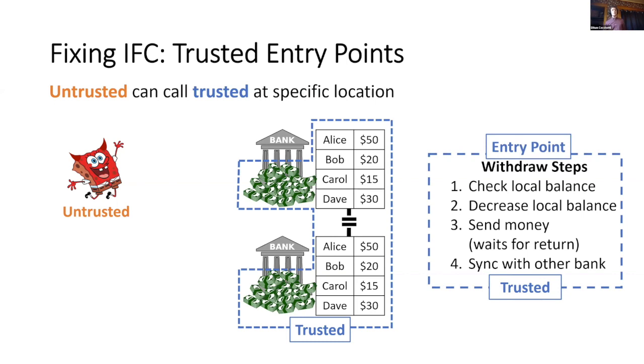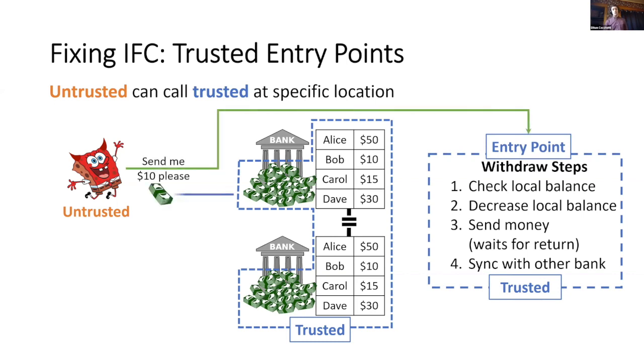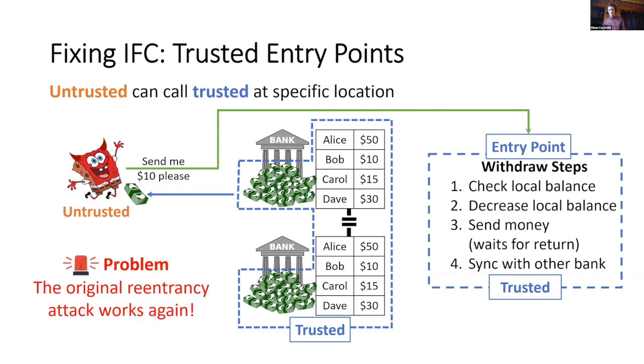So now, even though Bob is untrusted, he can call into the trusted entry point and it will accept his call, and it can still modify the balances, it can still send him money, and we've got our functionality back. The bank is back to working. But some of you who are paying very close attention might notice a problem with this.